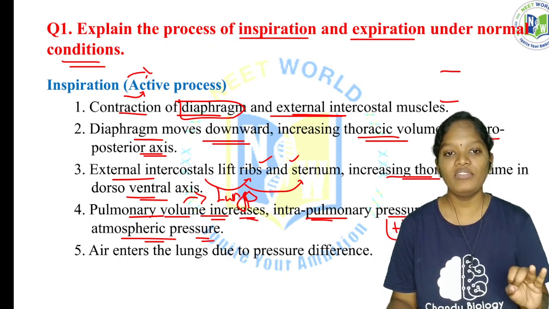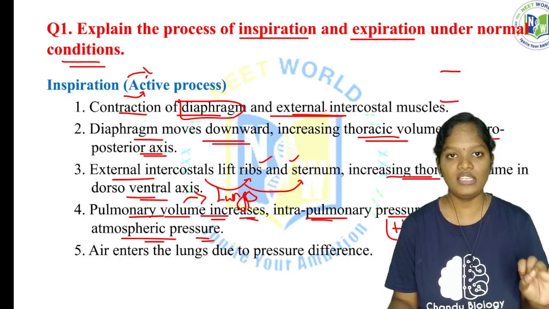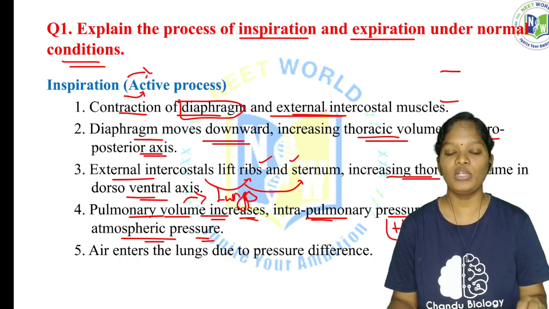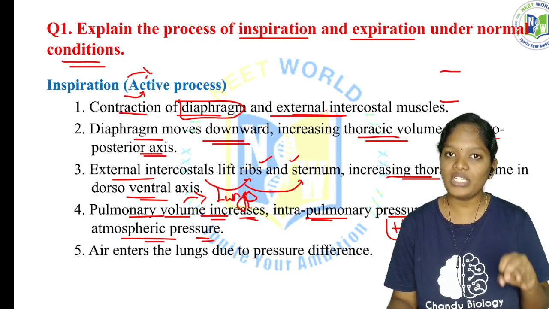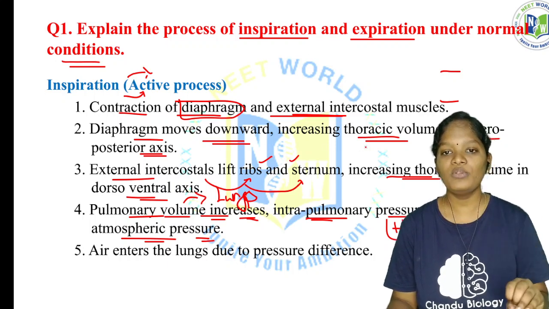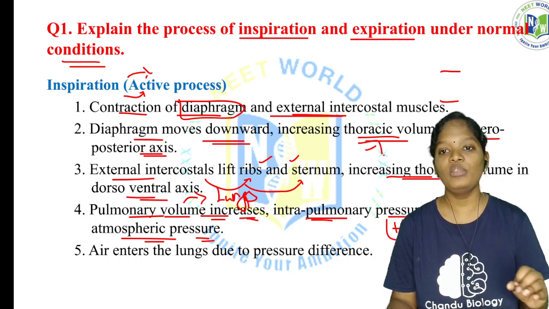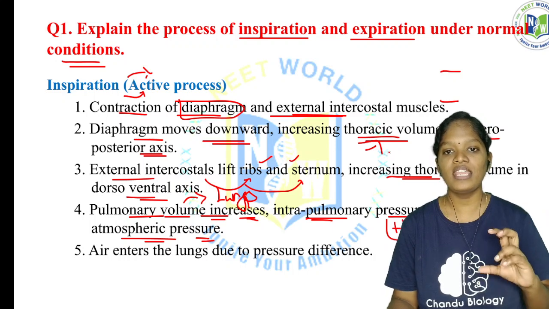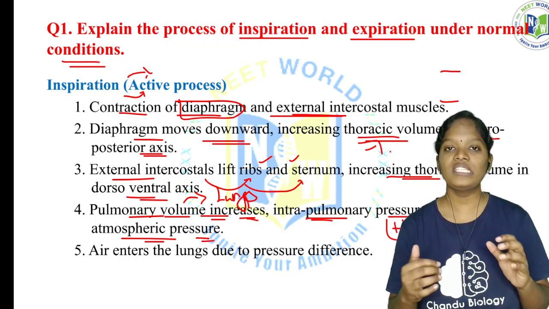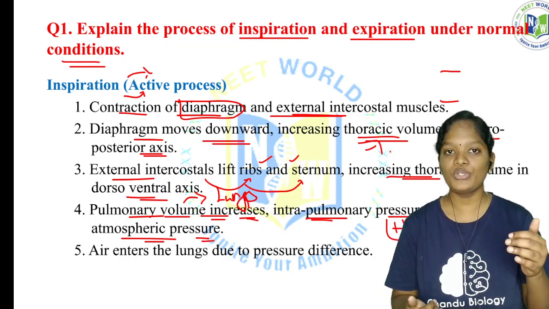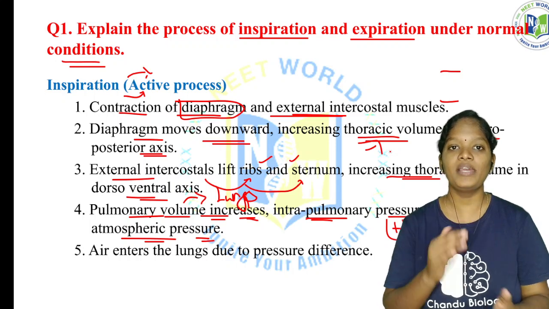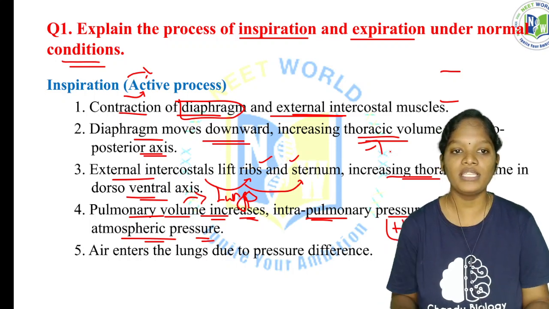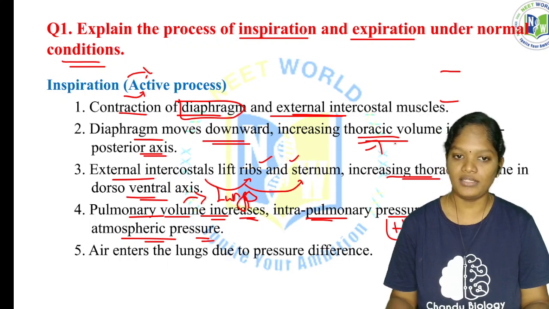The second thing is that there is an involvement of these two important parts, and the diaphragm moves downward. As it moves downward, it increases the thoracic volume in the anterior posterior axis. The increase in the thoracic volume in the dorsoventral axis, that is the upper and lower side, is determined by the external intercostal muscles.